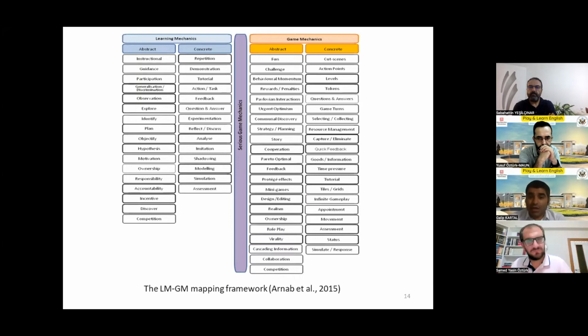Reflect, discuss, analyze, imitation, shadowing, modeling, simulation, assessment. For example, maybe you are teaching pronunciation. Shadowing is automatically a method of teaching pronunciation, right? You make use of shadowing by listening to native speakers. You are not shadowing long sentences, short ones maybe, but the aim is trying to sound like a native speaker. And by doing this, your aim is trying to catch the sentence stress, word stress, because you know the pronunciations of the words are changing in a sentence.